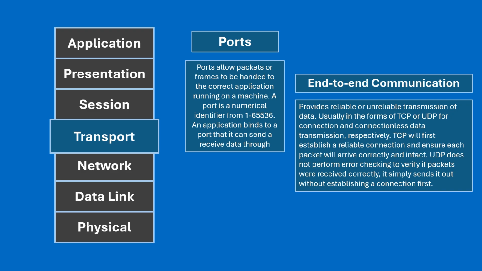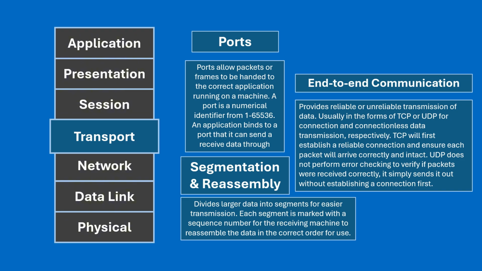TCP will first establish a reliable connection using a three-way handshake and ensure each packet will arrive correct, intact, and in order. UDP does not perform error checking or any sort of way to verify if packets were received correctly. It simply sends it out without establishing a connection first.